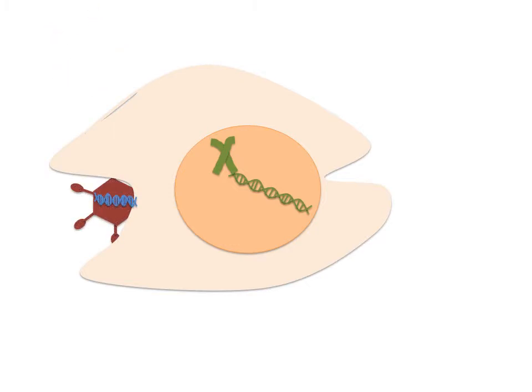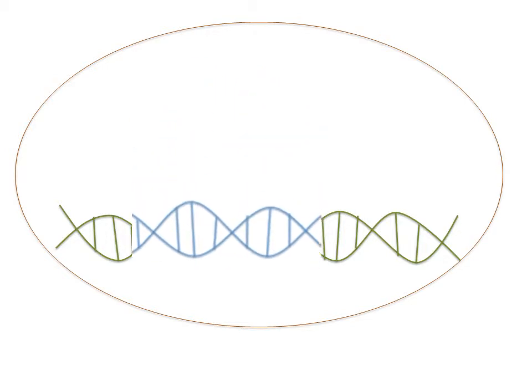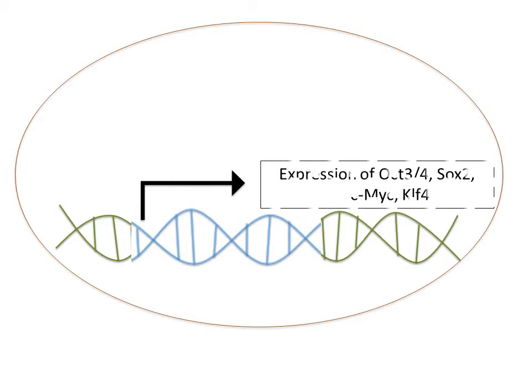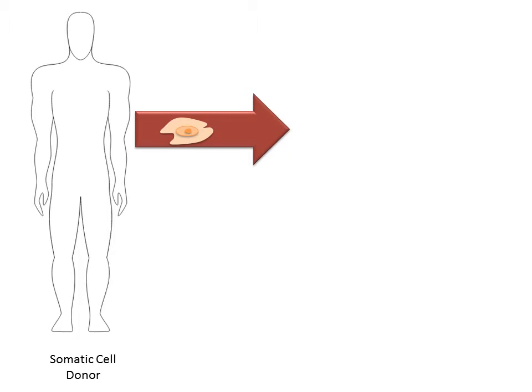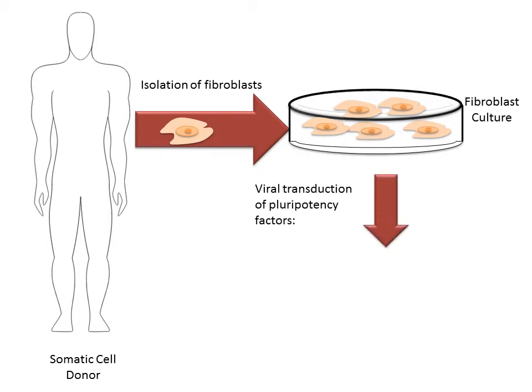The retroviral vector containing the 4 key genes was then allowed to infect the fibroblast cell culture. The 4 key genes were inserted into the genome of the fibroblast cell, causing the expression of the pluripotency factors. It is the incorporation of the 4 key factors into the fibroblast genome that induces pluripotency in the fibroblast cells.